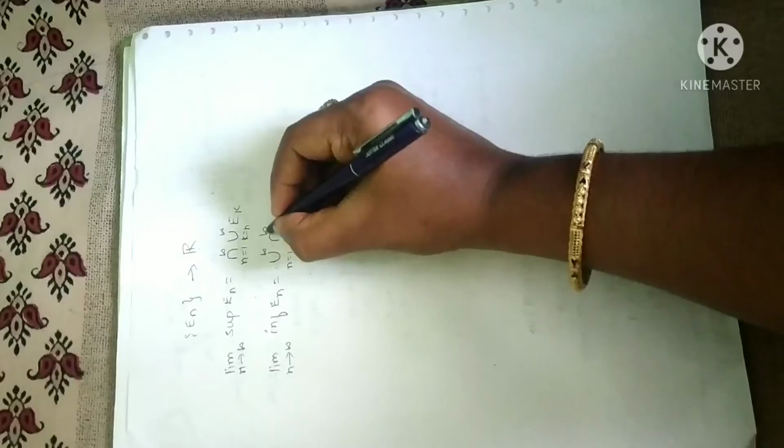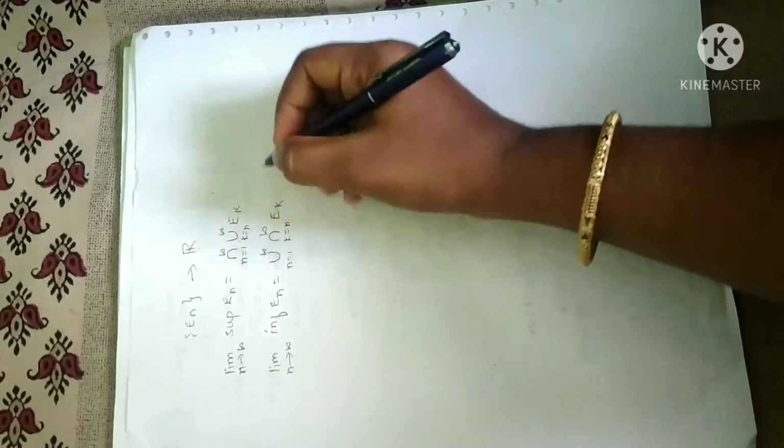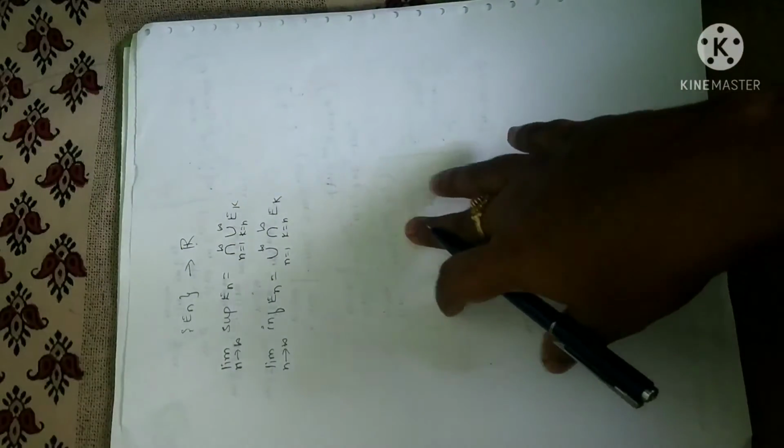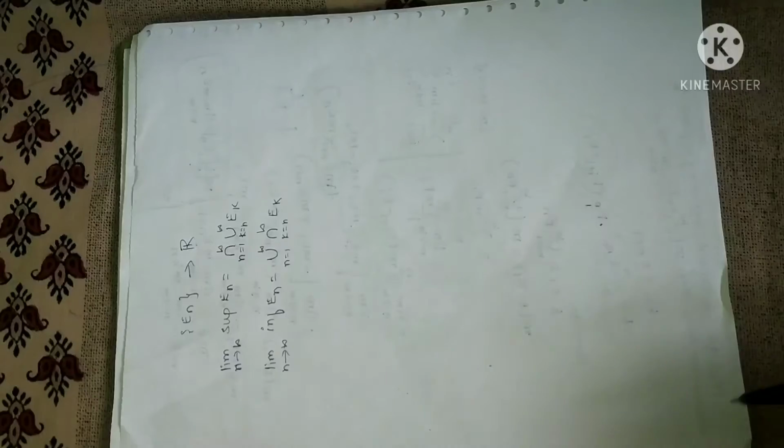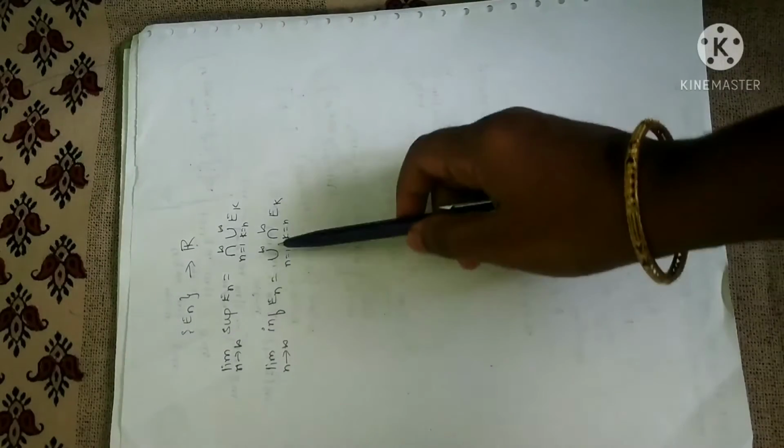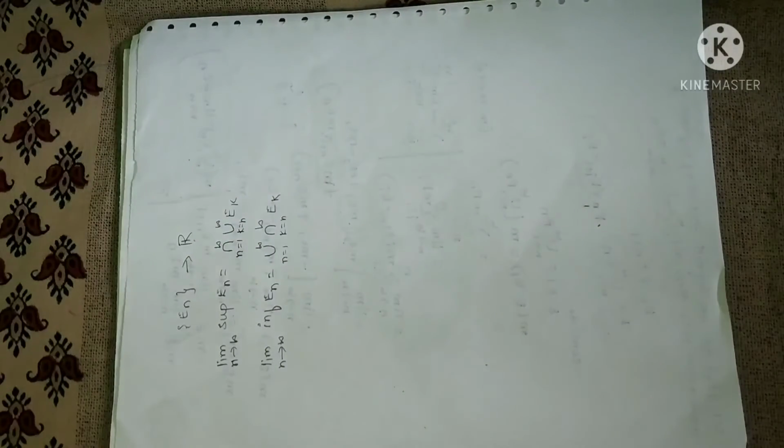Fine. Remember, these are all key points that you should know in order to continue to the next theorem. So in order to do the next theorem, all these basic concepts should be in your mind. First, when I say limit supremum, it is intersection of union. Similarly, when I say limit infimum, it is union of intersection.